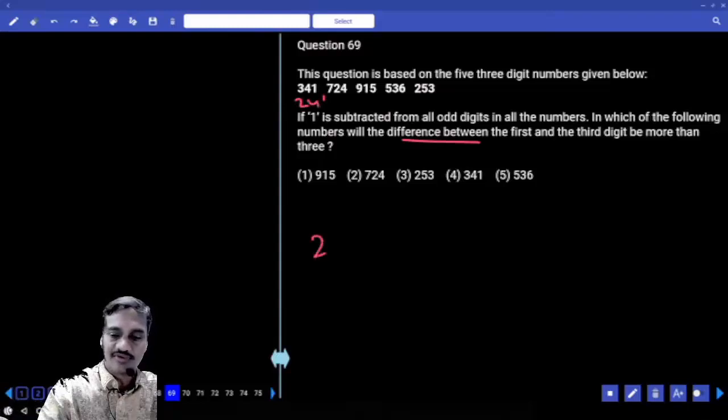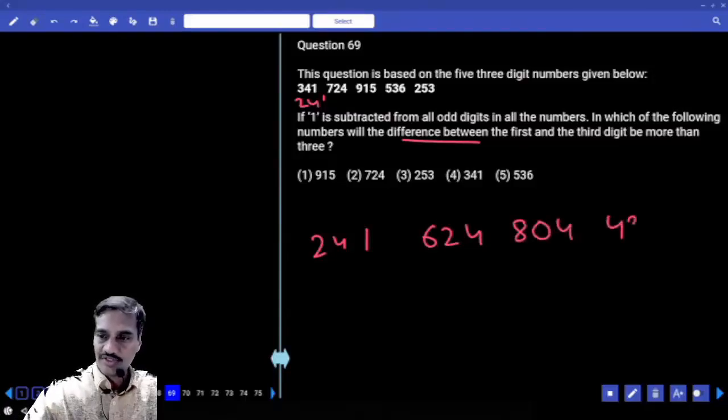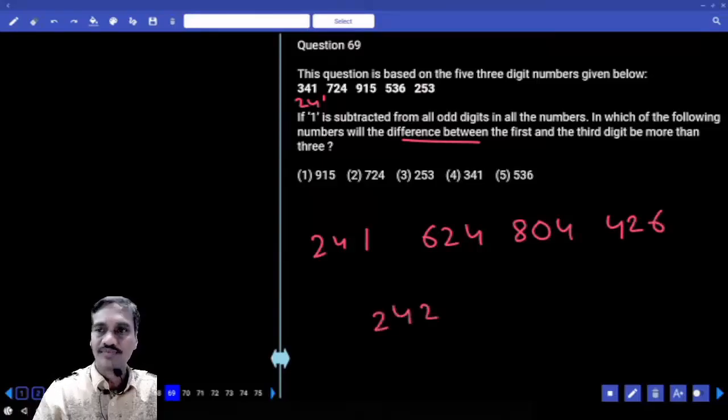What are the numbers we have? 241. Next one 624. And next one 804. And this is 426. Now in this one 242. These are the numbers we have. 1 is subtracted from all odd digits.